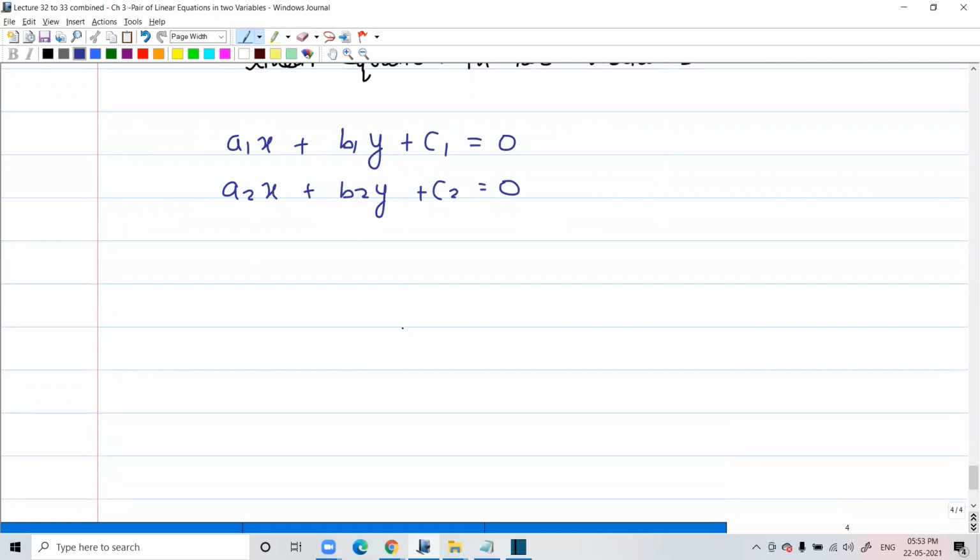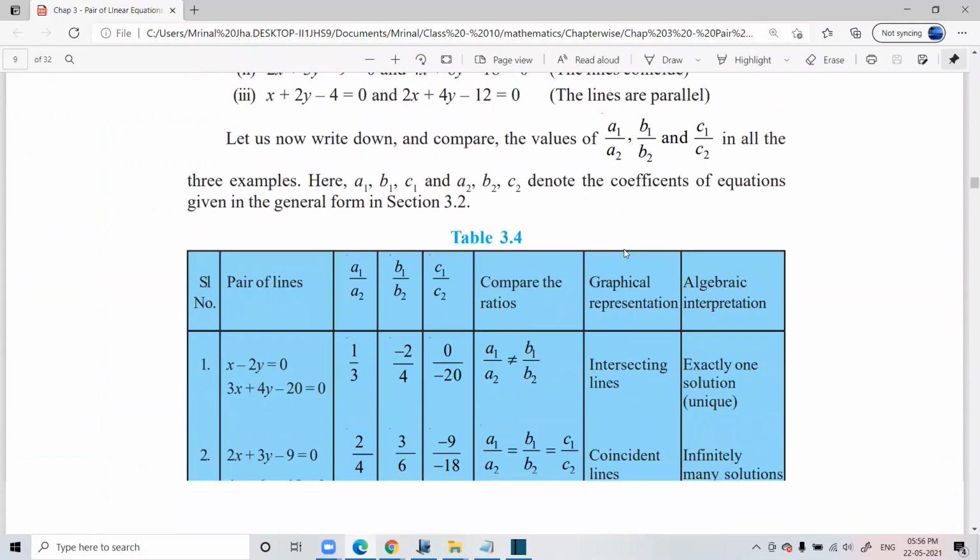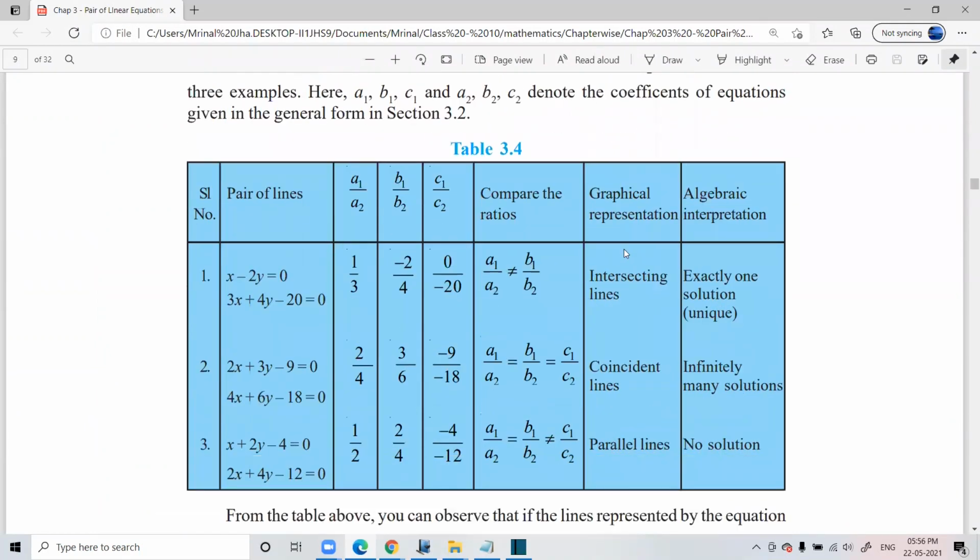Now, if I know the equations, how do I figure out directly how many solutions it will have? So that's the formula I'm going to give you right now. Let's look at this table. This is what you need. See, you have to look at the ratio a1 by a2 and b1 by b2. If a1 by a2 is not equal to b1 by b2, then you say that the pair of linear equations has only one solution.